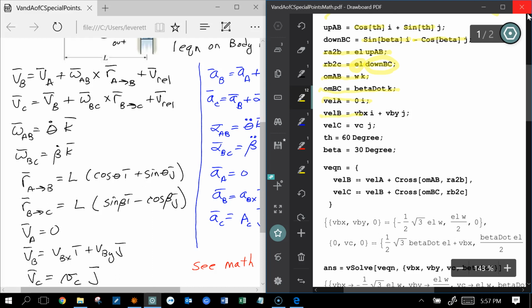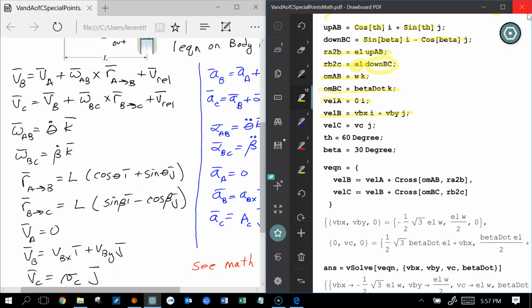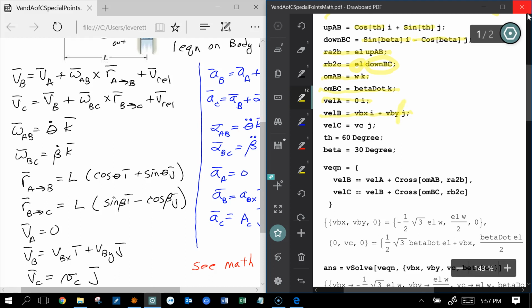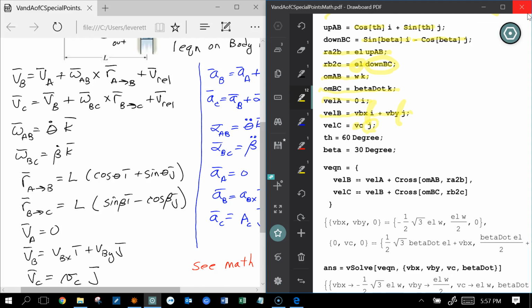Velocity of B. Look at it on the left, look at it on the right. See how I did it? VBX I, VBY J. Don't forget there's a little space in between the word and the I, so it knows it's VBX times I. It's not VBXI. Got it? Velocity of C. It's VC, some number, and it's in the J direction. Again, it's VC times J, not VCJ.